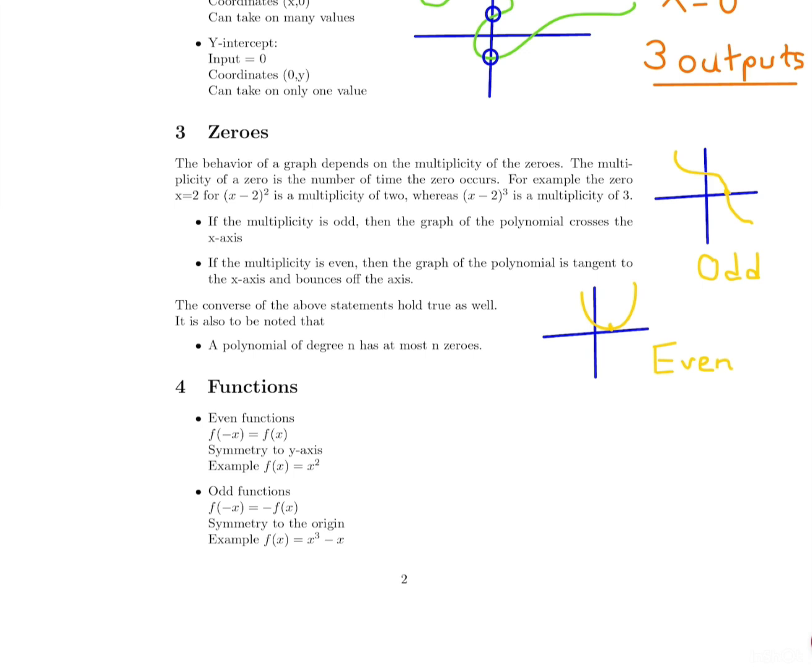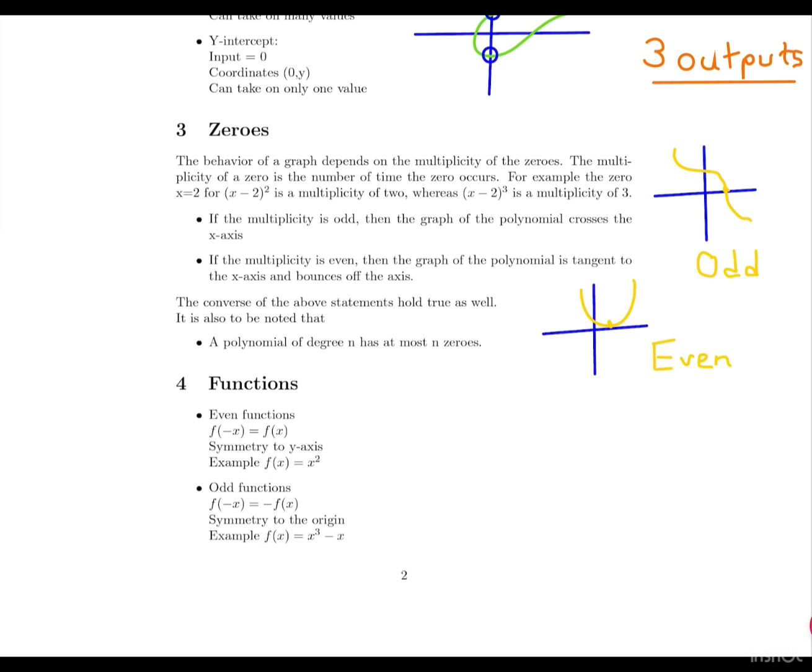And if the multiplicity is even, the polynomial is tangent to the x-axis. The converse of these statements hold true as well, which means that even multiplicity implies tangency and tangency implies even multiplicity. It is also to be noted that a polynomial of degree n has at most n zeros. Number four, functions. We don't have much here.